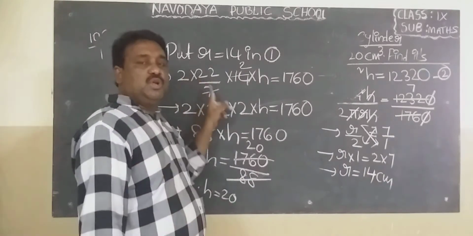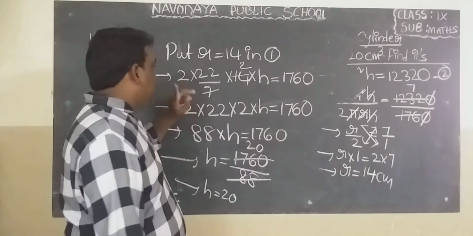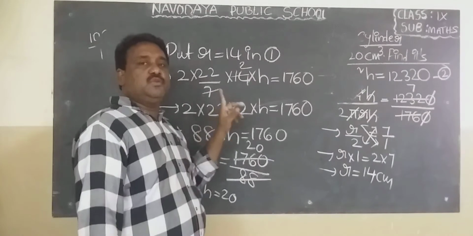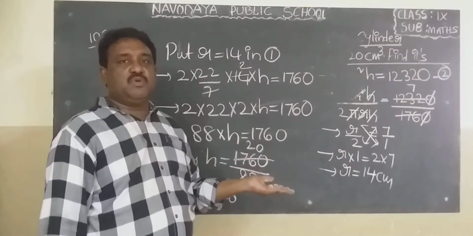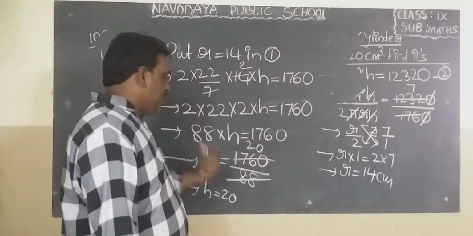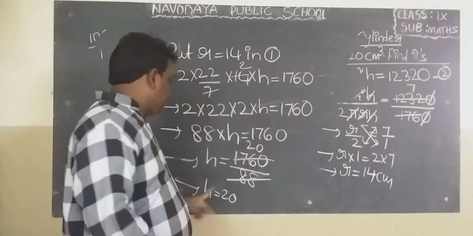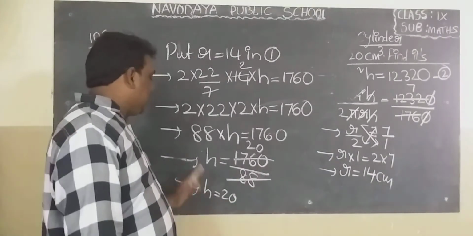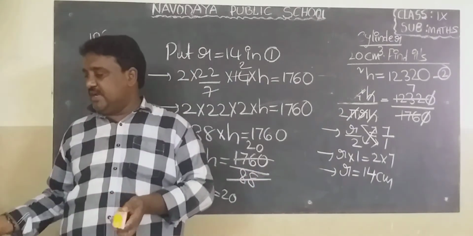Put R equal to 14 in equation 1. 2 into 22 by 7 into 14 into H equal to 1760. 7 cancel, 14 cancel 2 times. 2 into 22 into 2 into H equal to 1760. 88 into H equal to 1760. H equal to 1760 by 88. 88 cancel, 1760 cancel exactly 20 times. H equal to 20. Therefore, height of the cylinder equal to 20 centimeters.